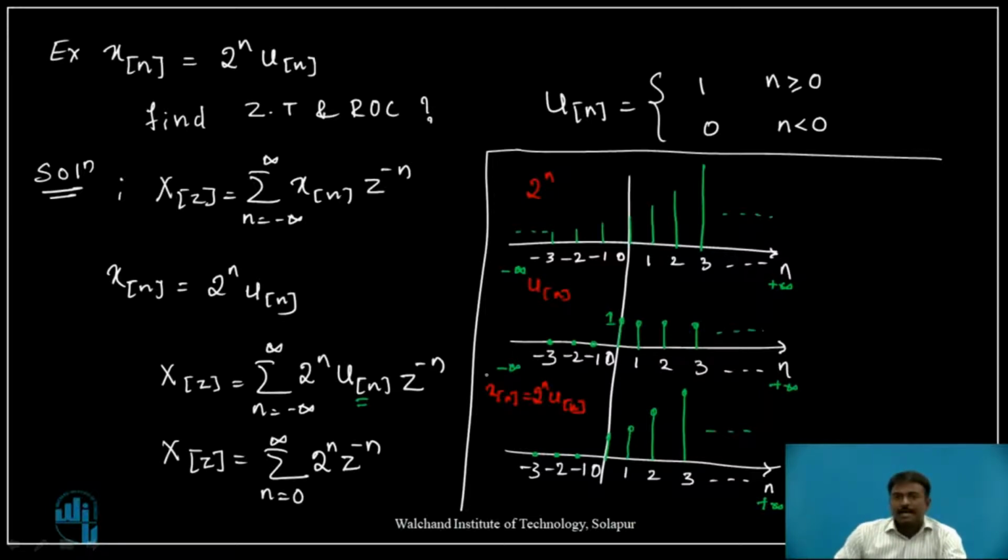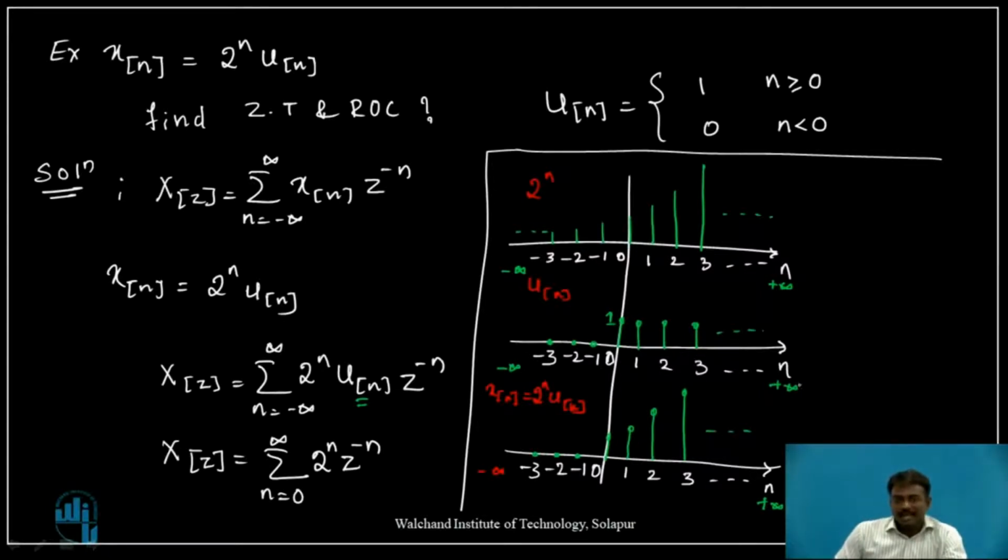So, when I multiply 2 to the power n, this graph, with u of n, this graph, we can see that on the left side, that is for n equal to minus infinity up to minus 1, all the values in u of n are equal to 0. Therefore, 2 to the power n multiplied with 0 is equal to 0 here. So, you can see the dots on the horizontal axis, which represents the magnitude equal to 0, and this exists all the way from minus infinity to minus 1 here.